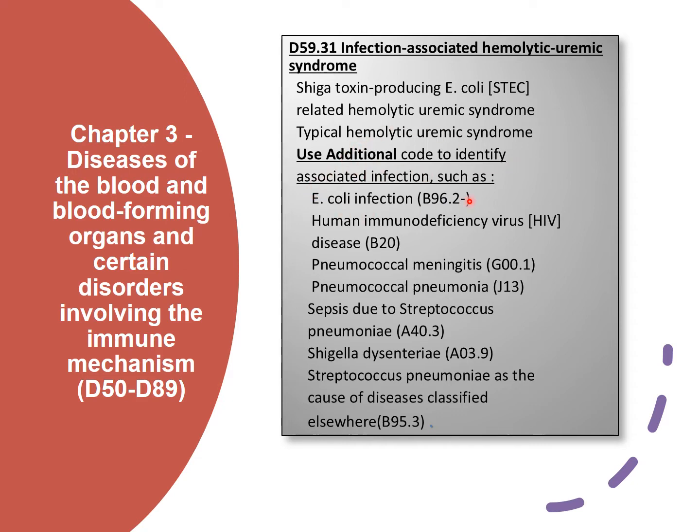coli infection B96.2, human immunodeficiency virus disease B20, pneumococcal meningitis G00.1, pneumococcal pneumonia J13, sepsis due to streptococcus pneumoniae A40.3, Shigella dysentery A03.9, streptococcus pneumoniae as the cause of diseases classified elsewhere B95.3. Whenever the patient has these list of conditions associated with D59.31, please report them as additional codes and D59.31 as a primary diagnosis.